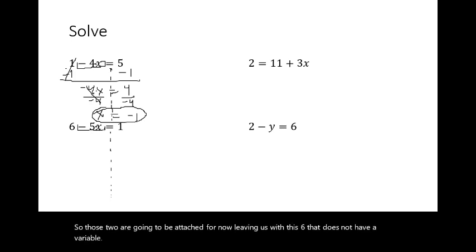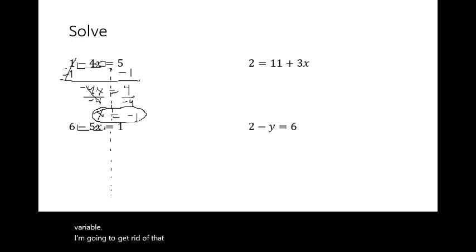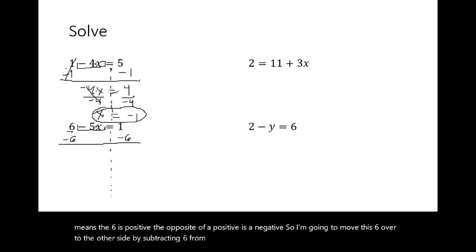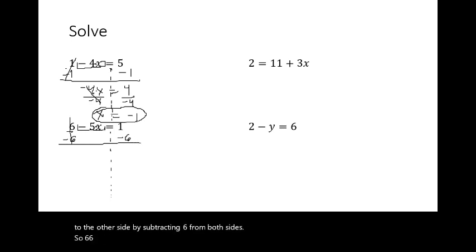I'm going to get rid of that first, and since there's nothing to the immediate left of this 6, that means this 6 is positive. The opposite of a positive is a negative. So I'm going to move this 6 over to the other side by subtracting 6 from both sides. So 6 minus 6 is 0, which cancels out, leaving you with -5x equals 1 minus 6 is -5.